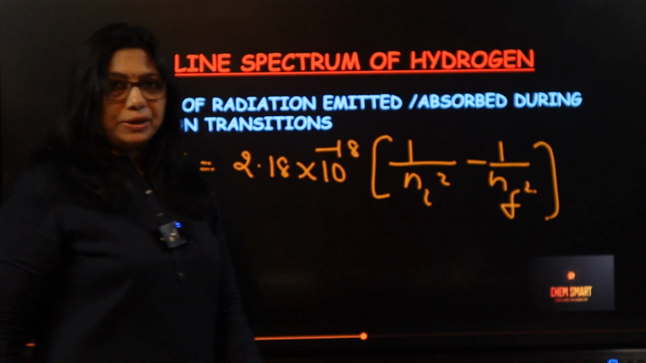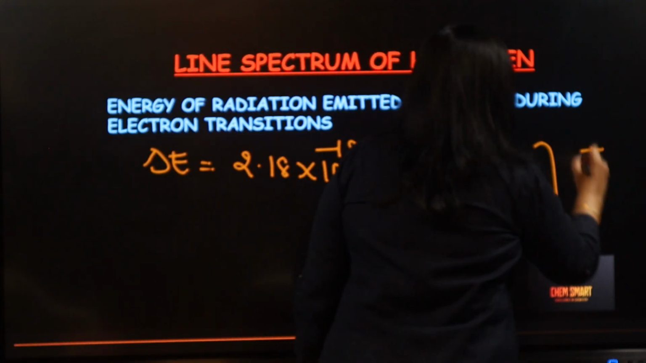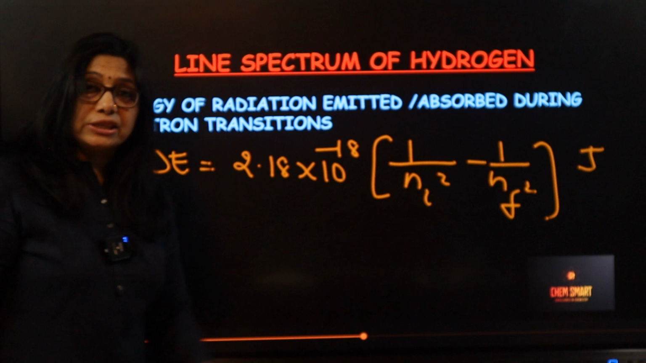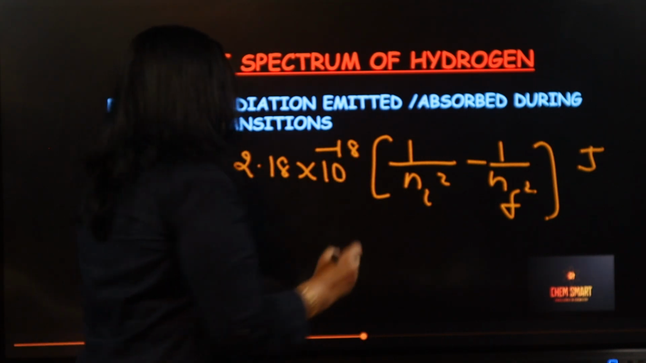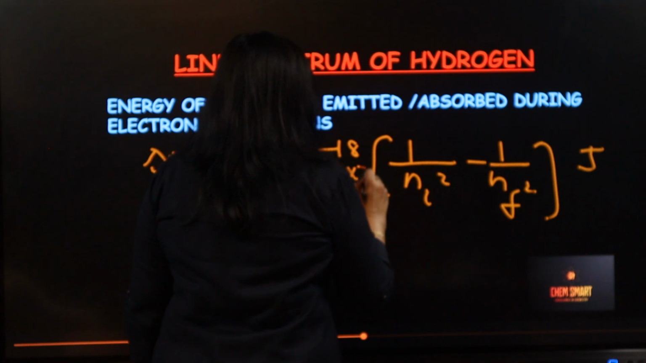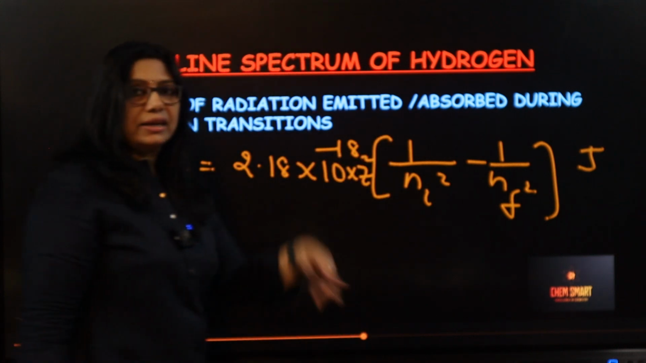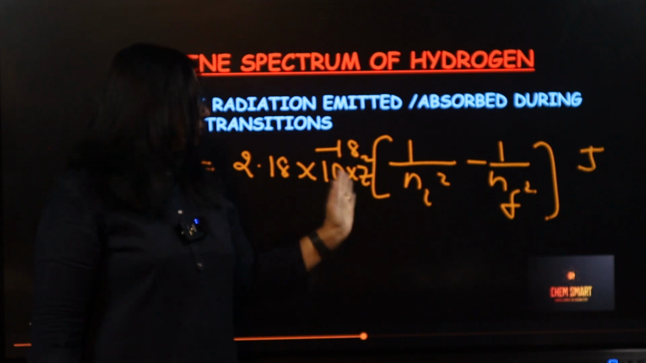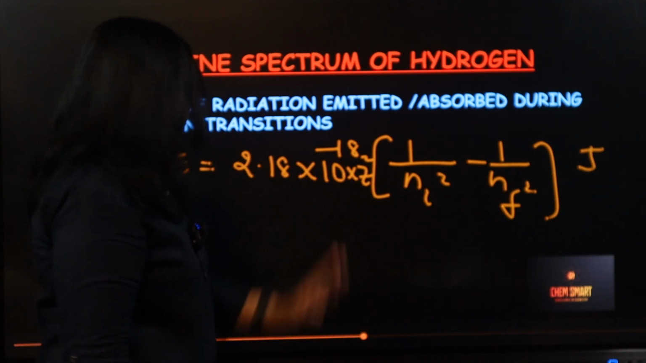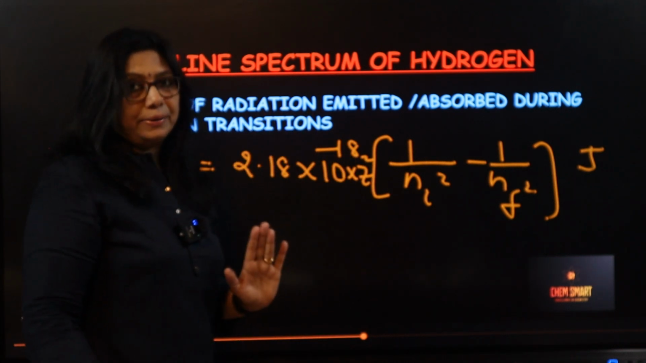This is for hydrogen atom and this is expressed in joules. Suppose it is not hydrogen atom, what you have to do? You just multiply this by Z square, that's all. Just like in the En formula where Z came as Z square. So the same thing you have to do here, okay? So this is delta E.